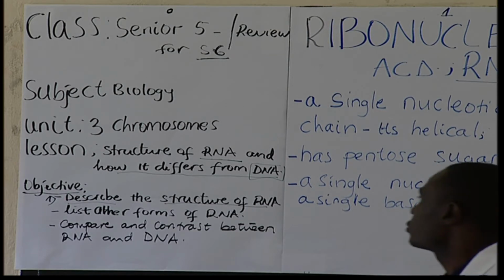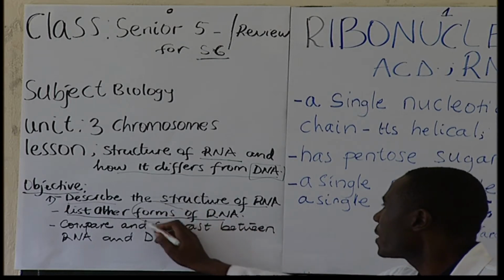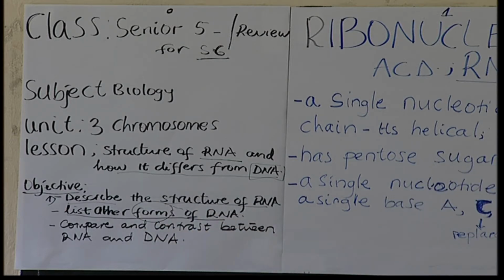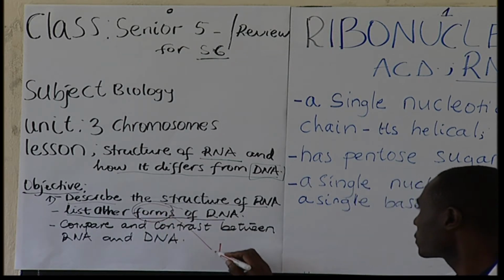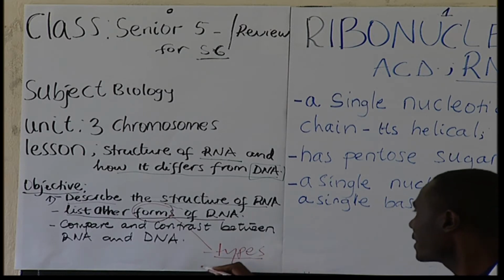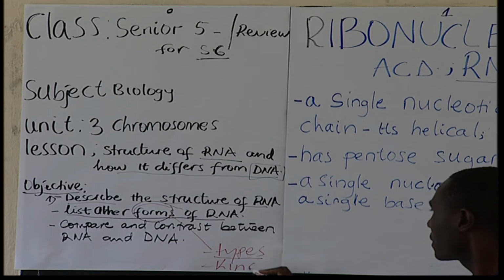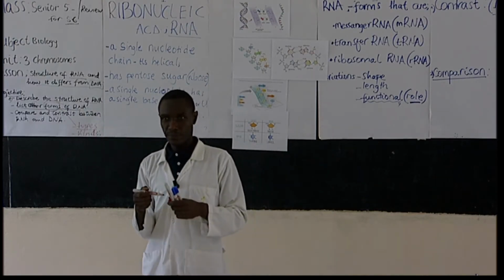And then we should also be able to list other forms of RNA. What are we talking about here? When we talk of other forms, in other books, depending on the writer, they look at these as types, kinds, or the different forms of RNA.